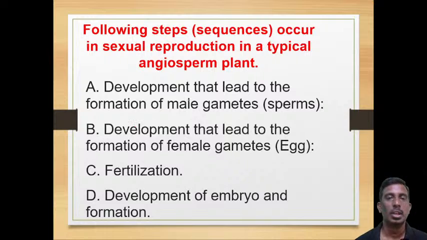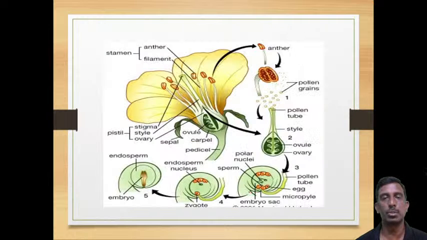There are sequential steps in sexual reproduction, that is formation of male gamete, development of female gamete, fertilization, which in this case is double fertilization, and development of embryo and endosperm. So this is how the life cycle of angiosperms is. So this is about angiosperms.